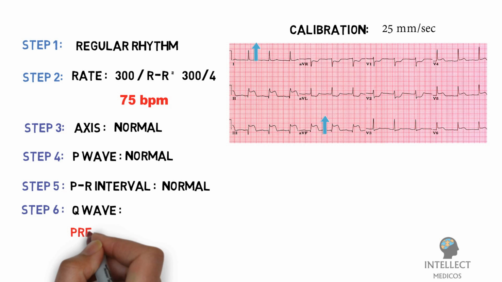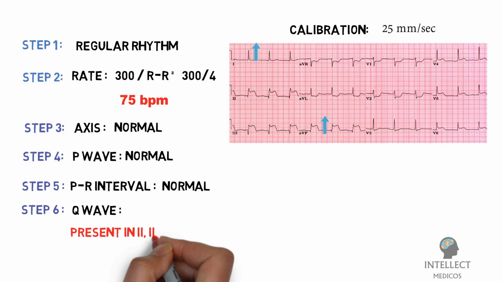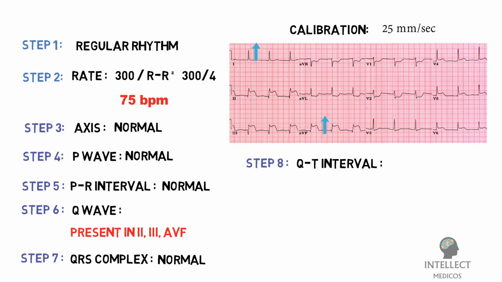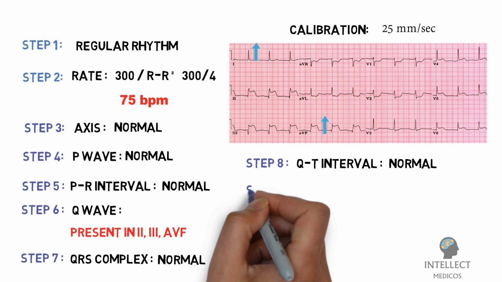Step number 6. Q wave. It is present in lead 2, 3 and AVF. Step number 7. QRS complex. It is also normal. Step number 8. QT interval. It is also normal.